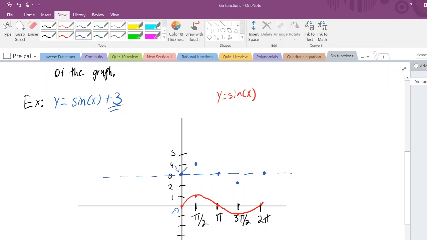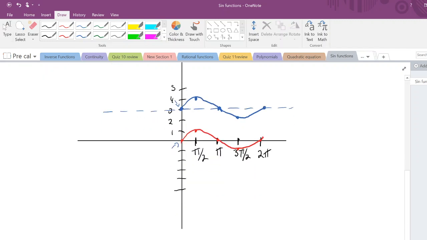So see how these are exactly the same, just with a vertical shift, right? This is what happens with the shifts. That's all it does. It just moves the graph that you have, and it's just going to move it up, all right?